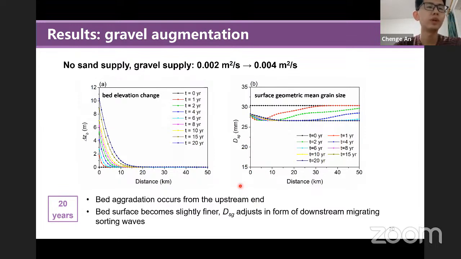And the results show that after 20 years, the bed degradation occurs from the upstream end and propagates to the downstream. The bed surface becomes slightly finer, with the geometric mean grain size adjusting in the form of a downstream-migrating sorting wave.